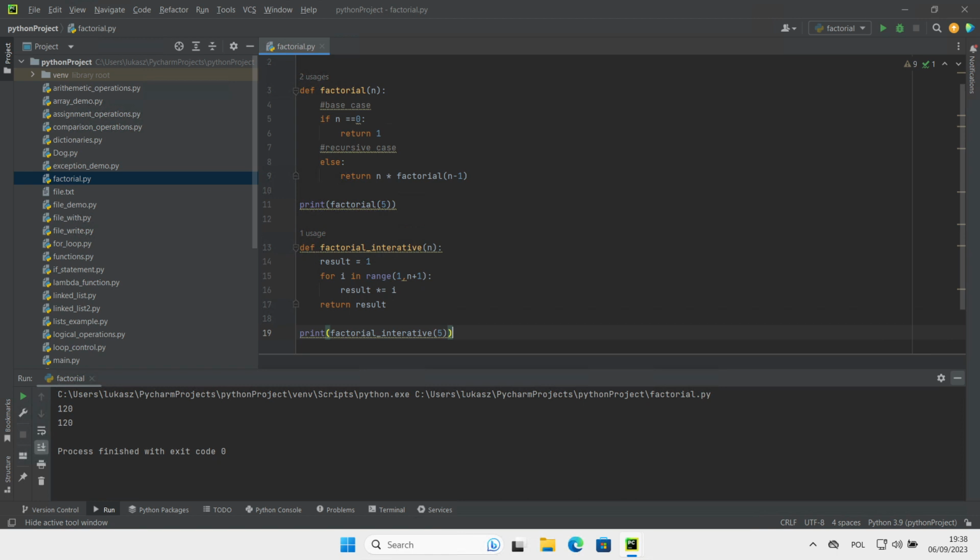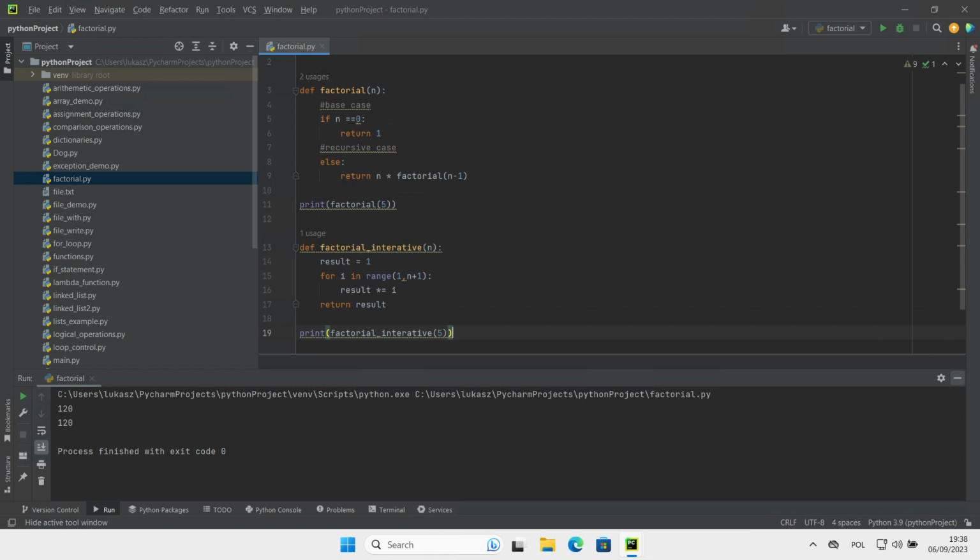What about cons? Sometimes the logic behind recursion is hard to follow. Recursive calls are expensive as they take up a lot of memory and time. Recursive functions are hard to debug.